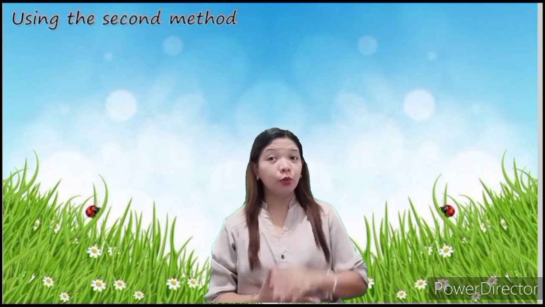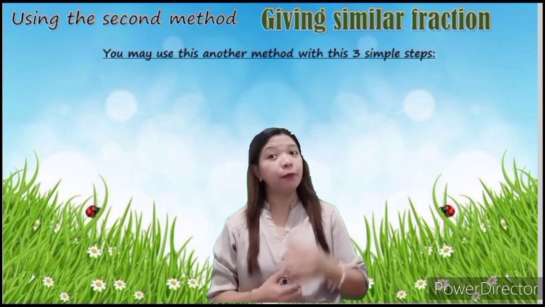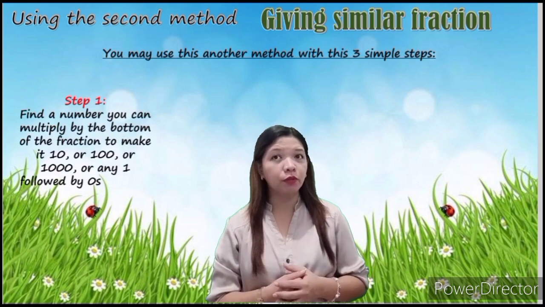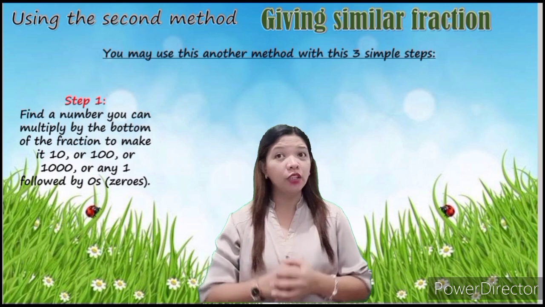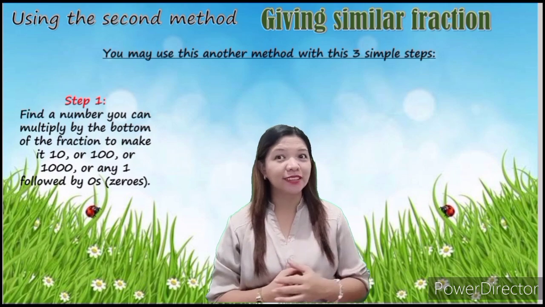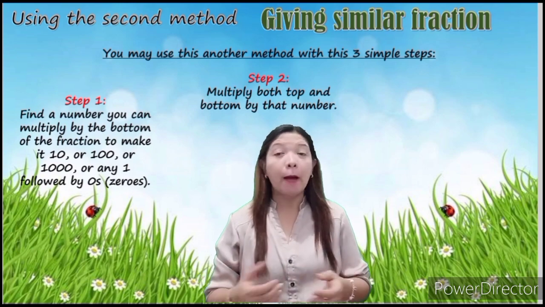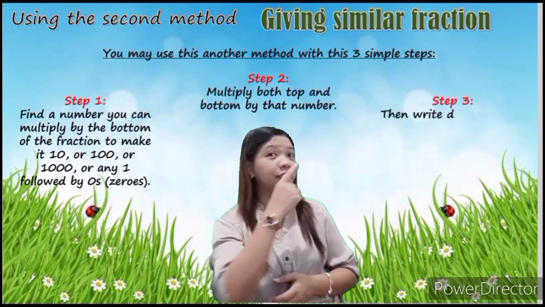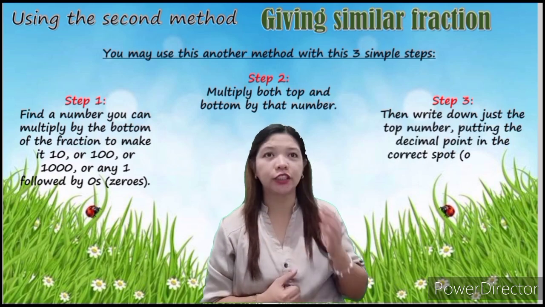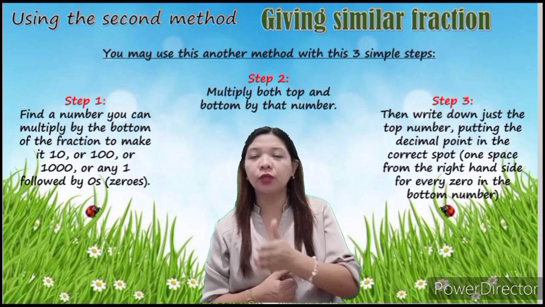Using the second method, which is giving similar fraction, you may use this another method with these 3 simple steps. The first one is find a number you can multiply by the bottom of the fraction, so make it 10 or 100 or 1000 or any one followed by zeros. For step 2, multiply both top and bottom by that number. And for step 3, then write down just the top number, putting the decimal point in the correct spot, one space from the right side for every zero in the bottom number.